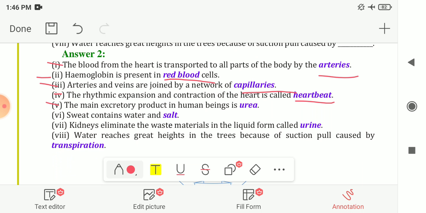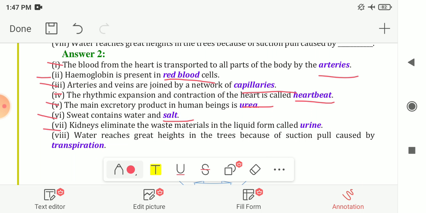Next, fifth number: the main excretory product in human beings is dash. In human beings, the main excretory waste, or main excretory product, is urea. So here your answer is urea. Next is: sweat contains water and blank. Sweat contains water and salt. So here your answer is salt.